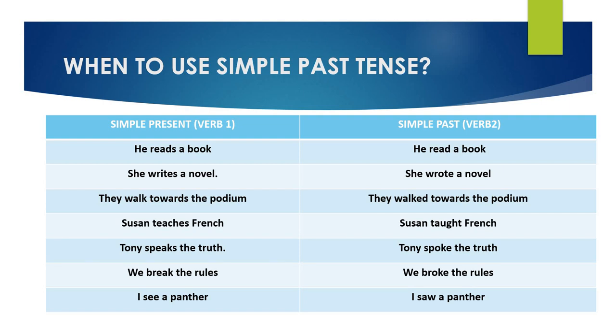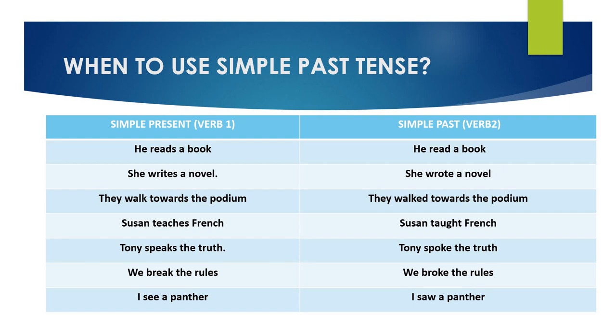Second one, she writes a novel. She is a singular subject which is followed by a singular verb. That is why we say writes. She writes a novel. In simple past it becomes she wrote a novel.